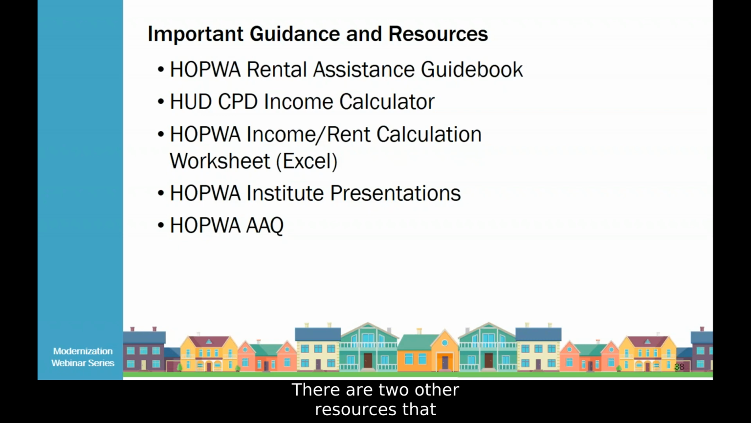There are two other resources that are really good that I've already mentioned, the income calculator and the rent calculation worksheet. Additionally, for those of you that were able to participate in the HOPWA Institute back in the fall of 2017, you know that that was just chock full of some really great information. And those presentations were all recorded, and those are all available on the HUD Exchange.